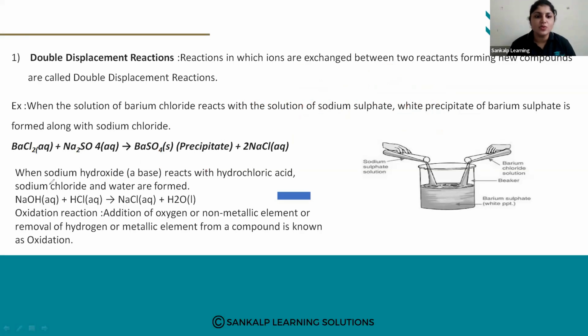Okay, then here what they have taken is sodium hydroxide. Sodium hydroxide is a common base. Sodium hydroxide is what? NaOH. So NaOH reacts with hydrochloric acid. Hydrochloric acid is what? HCl. So hydrochloric acid is a strong acid and sodium hydroxide is a strong base. So it reacts giving you sodium chloride and water.